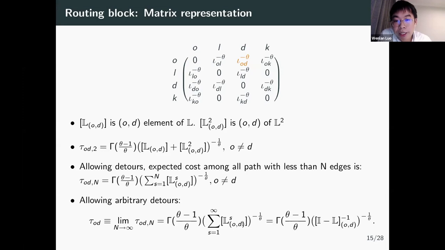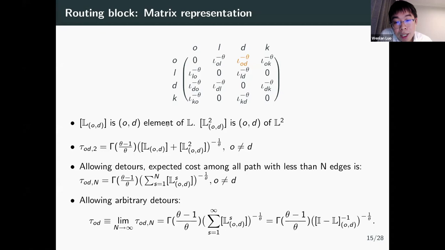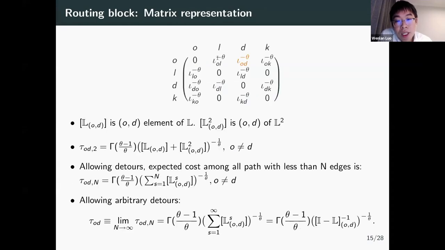And so we can record this network structure in a matrix and summarize the routing behavior using this matrix. This is a matrix representation of the previous network you see. We can express the summation of the terms inside the bracket by the elements of this routing matrix. For example, if you take only one edge, or one step, to go from O to D, then the component is here. If you take two steps, for example OL to LD, this route appears here. You just multiply this entry of the matrix by this entry of the matrix, and you will realize that this is just taking the square of this matrix and getting the same O and D entry of this matrix.